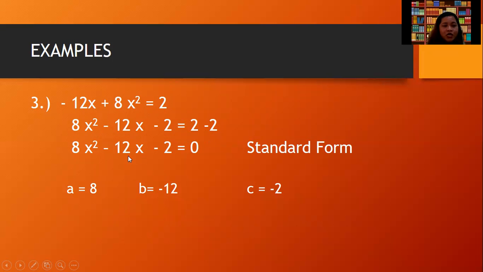So therefore, our standard form of this quadratic equation is 8x squared minus 12x minus 2 equals 0.